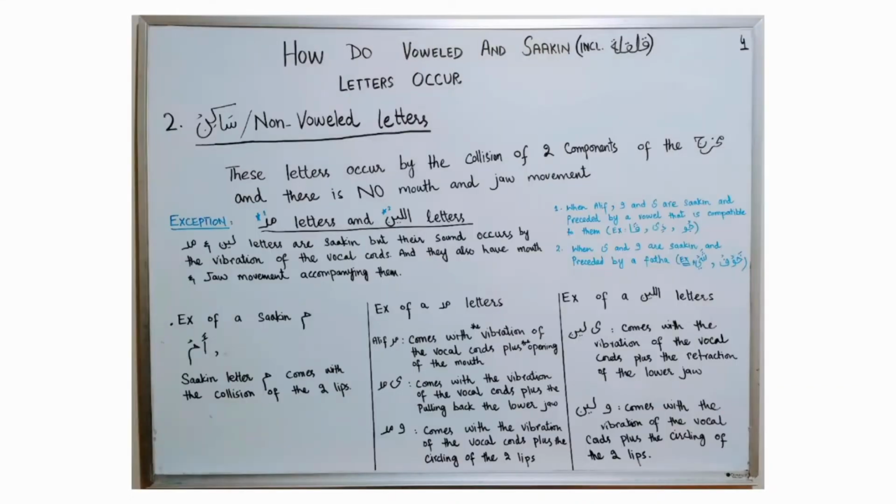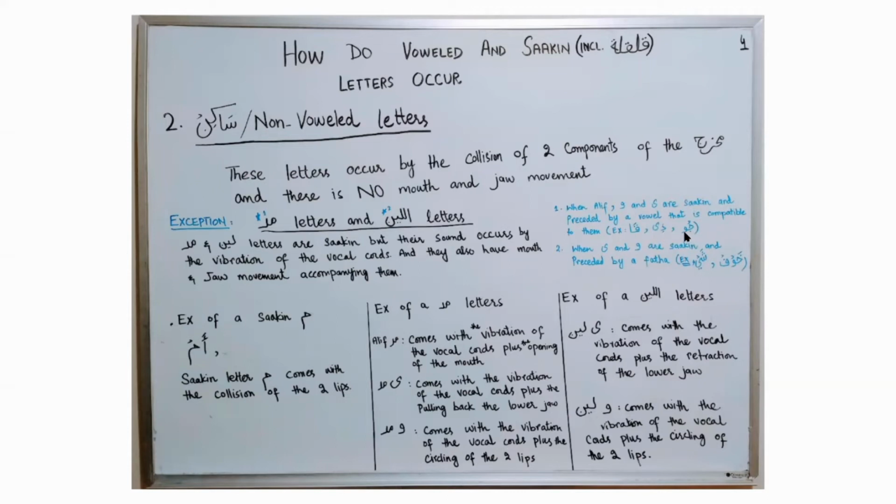Sakin letters come with the collision of two components of the makhraj, and there is no mouth and jaw movement with Sakin letters. But there is one exception in mud letters and leen letters. And what is a mud letter? There are three mud letters, alif, waw, and ya, and they become a mud letter only when they are Sakin preceded by a vowel that is compatible to them.